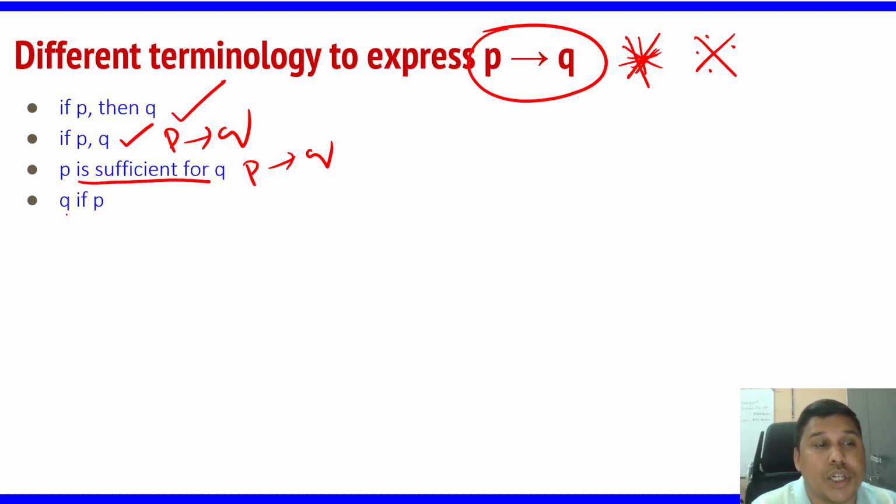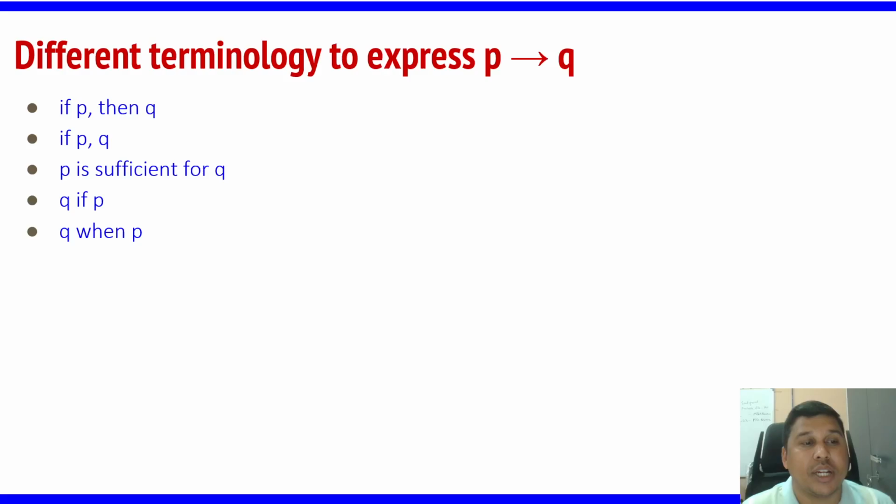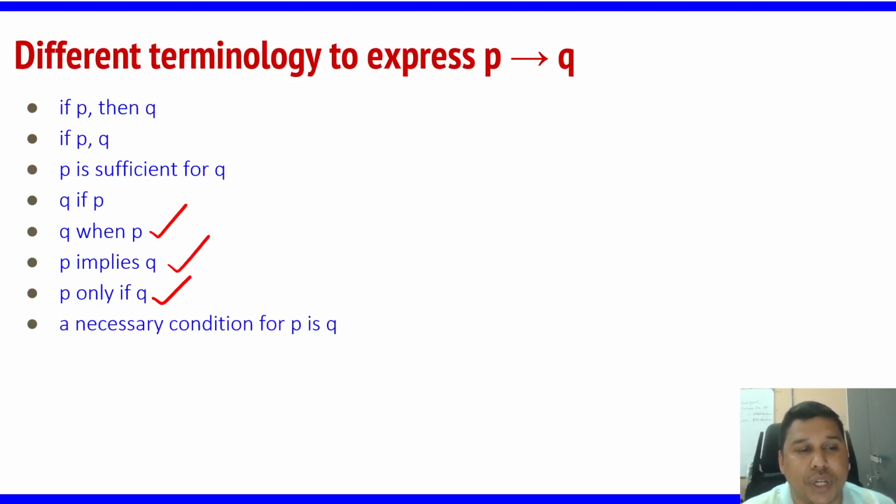See the reverse: Q if P. Same thing, we are writing it in reverse. Here it is: if P, comma Q. This Q we brought here. It is Q if P. Next, Q when P. P implies Q, the normal standard one we are talking about. P only if Q. See, P only if Q.